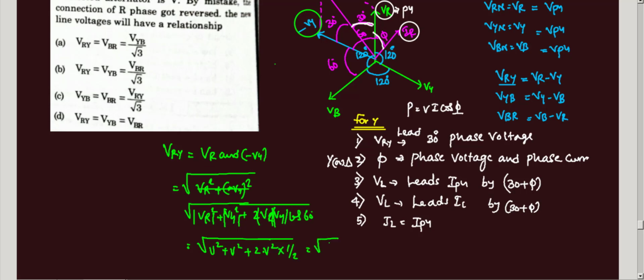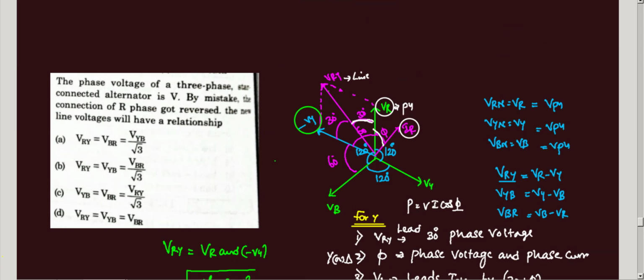So root of 3V square, root 3V, that equals V, which is the phase voltage. Okay, so line voltage equals root 3 into phase voltage. So this is how you calculate the line voltage. You apply the parallelogram law, so you get this. What is the parallelogram? Root of mod VR square plus mod VY square plus 2 mod VR mod VY cos 60. What is the angle between minus VR and minus VY?